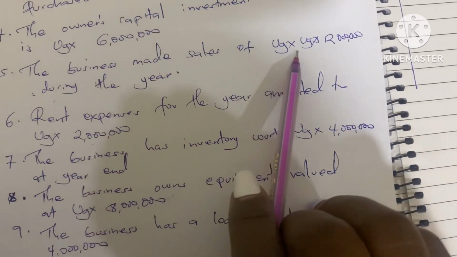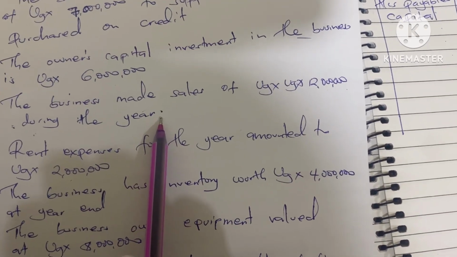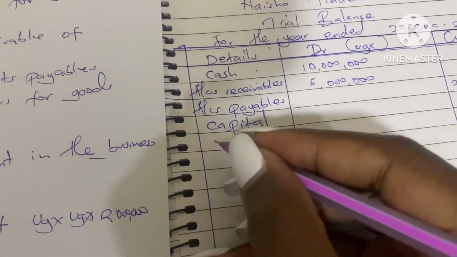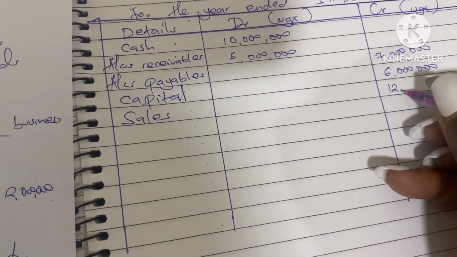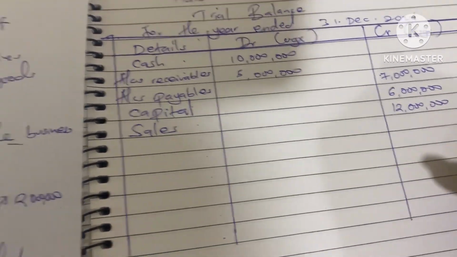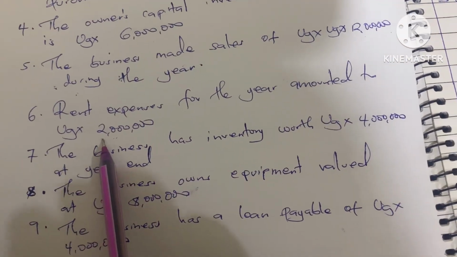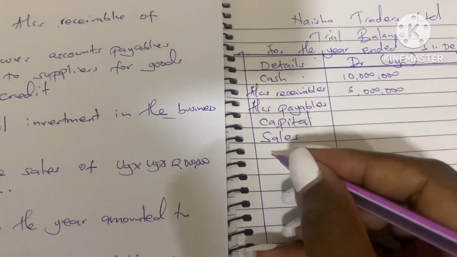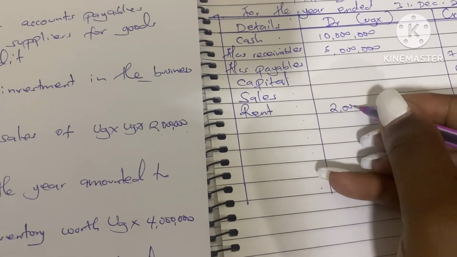Then the business made sales of UGX 12 million during the year. So sales is income or revenue, and it is credited. So sales of 12 million, it is credited. Then rent expenses for the year amounted to 2 million. We said assets and expenses are debited. So rent is an expense, so we debit it. So rent, it is 2 million.